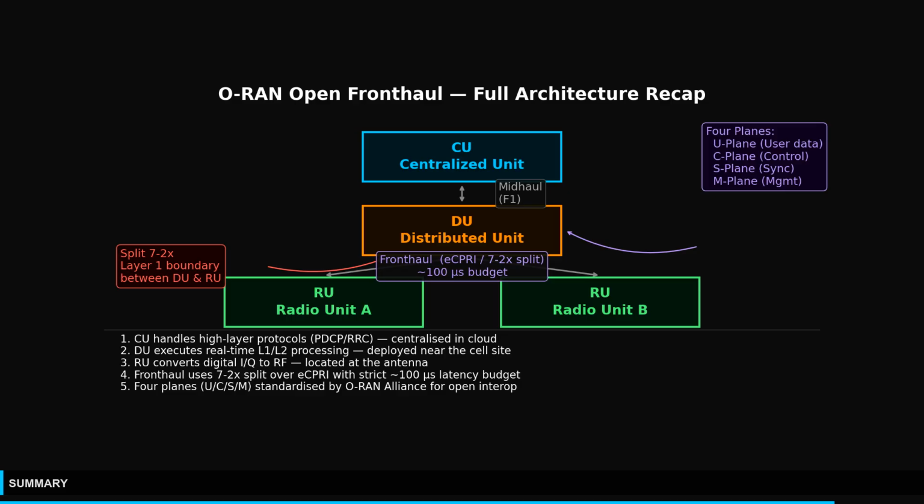And in the field, your problems live in the transport: PTP timing, packet delay variation, and under-provisioned links. Understand the split, and you understand the entire deployment. If this made the 7.2x split click for you, the next step is understanding how the transport network itself is designed to carry it.